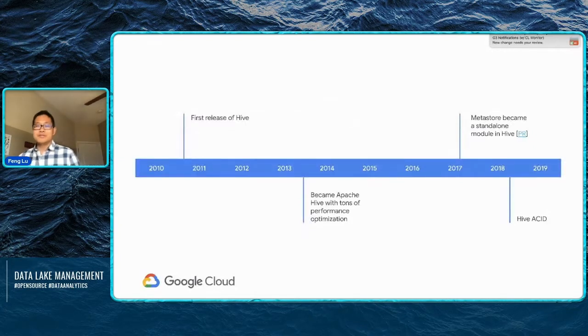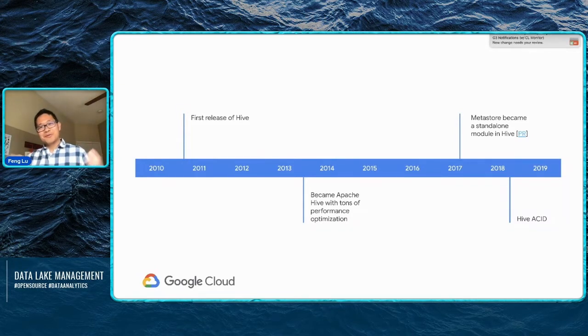Before I start the deep dive into the content, I also want to give folks a brief history of Apache Hive and Hive Metastore. The Hive project originated from Facebook in 2008. Then in 2010, they formally published the Hive paper in ICDE. Around 2013 and 2014, it became a top-level Apache project. At that time there were tons of optimizations like ACID support, vectorized execution, and so on.